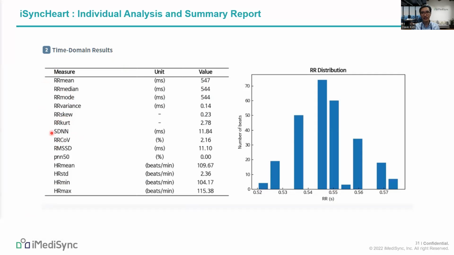The most important one is SDNN, the standard deviation of RR interval, which reflects cardiac flexibility and buffer capacity. Normally it decreases with age. If the patient has lower SDNN compared to the age normative value, the patient has been undergoing a highly stressful situation for a long time.